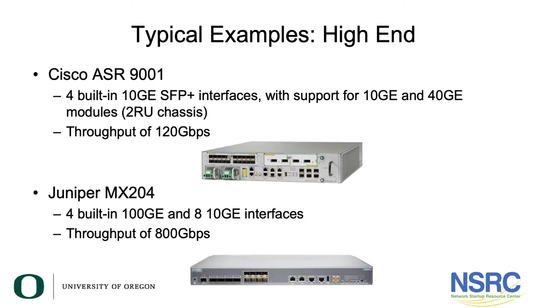And at the higher end, so the higher throughputs, for the biggest campuses, probably the Cisco ASR 9001 and the Juniper MX204. Both output well over 100 gigabits per second, supporting 10 gig Ethernet, 40 gig Ethernet, and even 100 gig Ethernet interfaces.